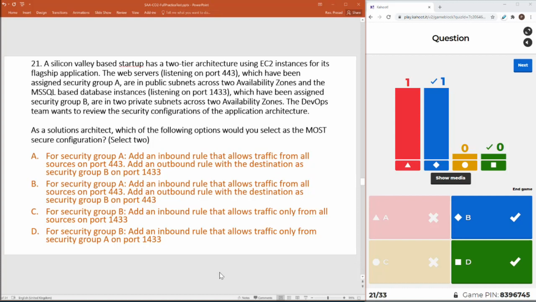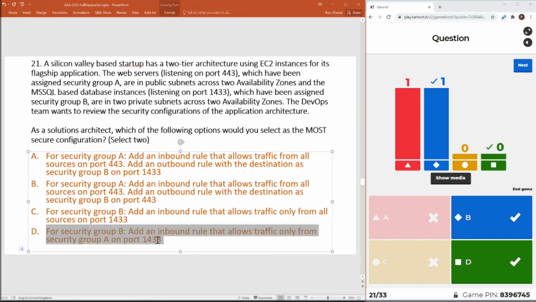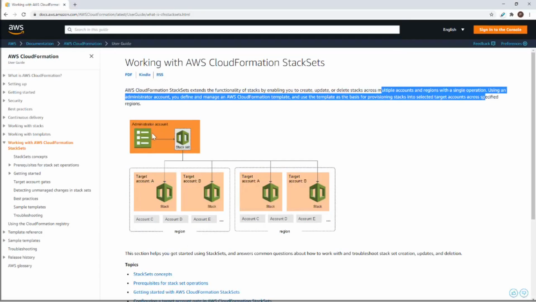Yeah, the correct answer is B and D. Again, this is about understanding the network traffic flow, how the security groups need to be configured. So one option that is 100% correct is option D, irrespective of reading anything that is there. So how should I show you this? This is something that I would like to explain to you guys in more detail.